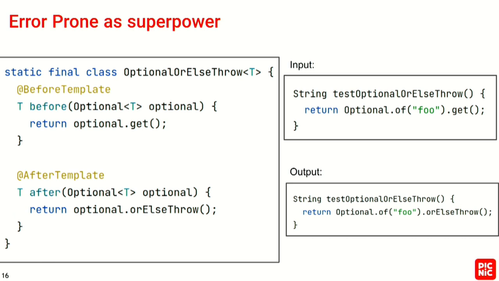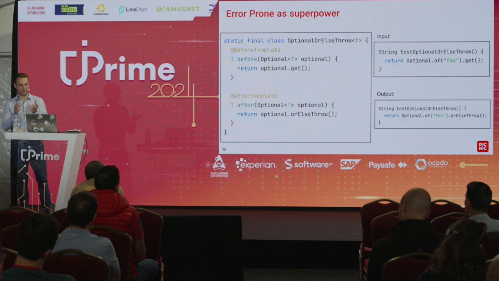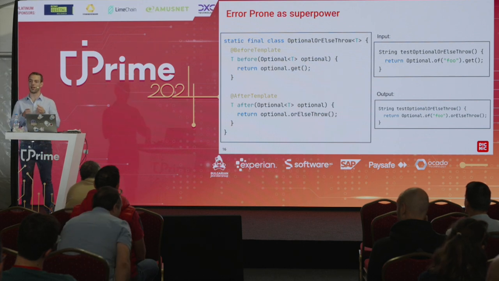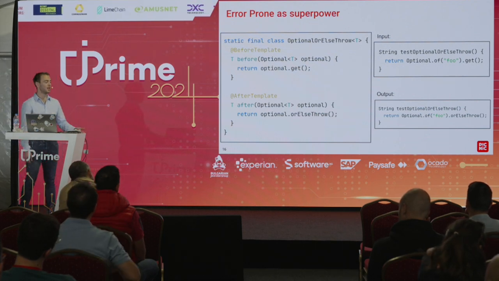But when I was reviewing code, I saw people not rewrite it. They were touching some of the code. They didn't rewrite to the .orElseThrow, and I was writing comments, hey, please use the new thing that we should use, migrate it. And this was a repetitive process, but we could solve this by writing one simple refactor rule.